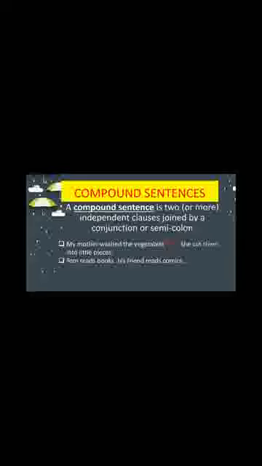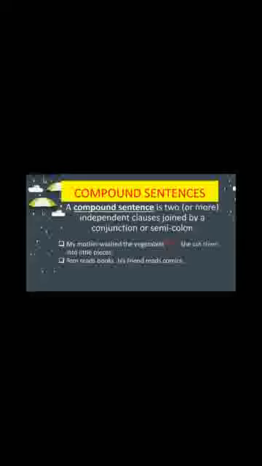Compound sentences. A compound sentence is two or more independent clauses joined by a conjunction or semicolon. Let's look at the examples. My mother washed the vegetables. Then she cut them into little pieces. Tom reads books; his friend reads comics.